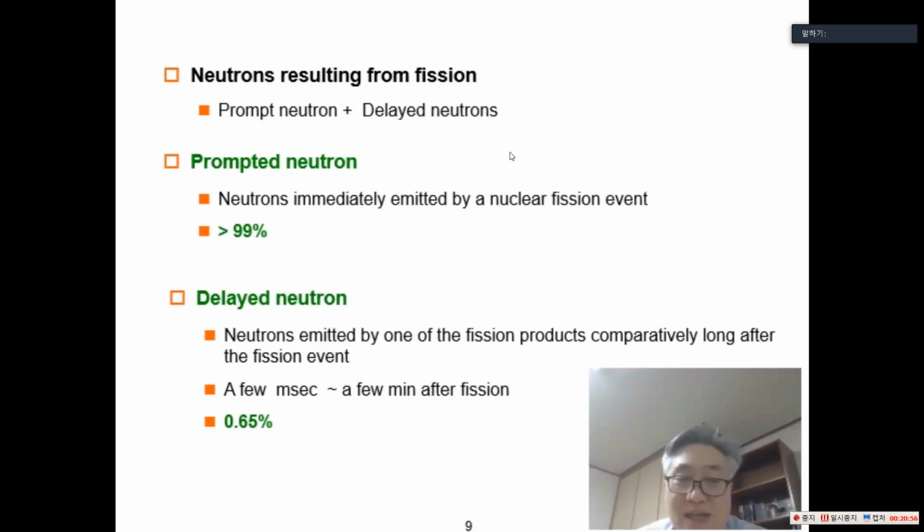The delayed neutron fraction for uranium-235 is 0.65%. A neutron that appears immediately, we call prompt neutron. A neutron that appears from milliseconds to a few minutes after the fission reaction, we call delayed neutron.